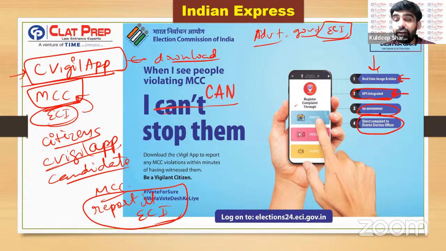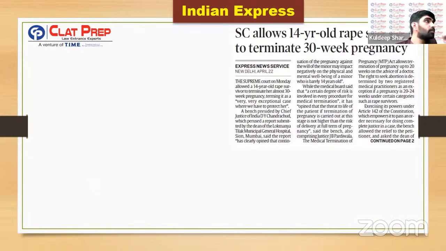And finally, it directly complains to the district election officer. So it is not like you have to go through a particular system. You are directly going to report it to the district election officer who is actually heading the election in your district. So sometimes in those advertisements also, you can actually find good news. Moving on to the next news now.